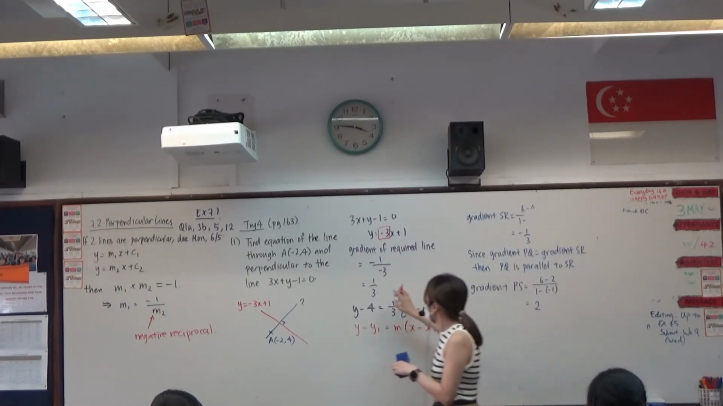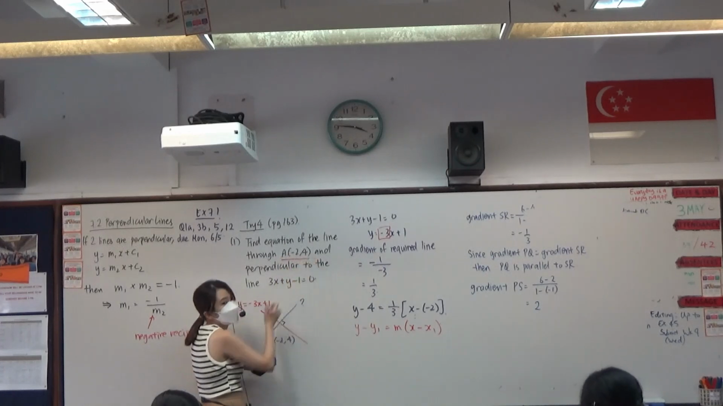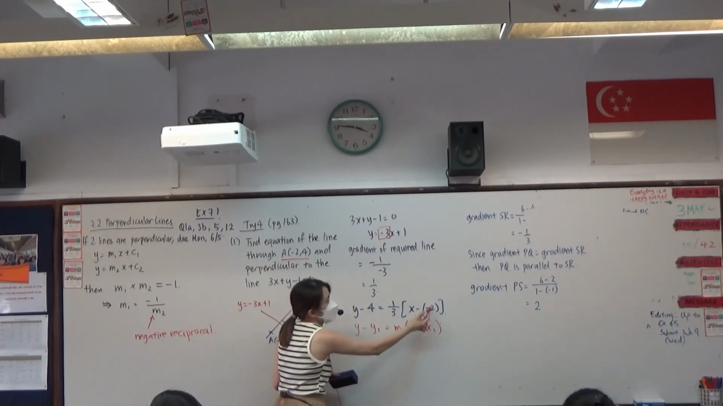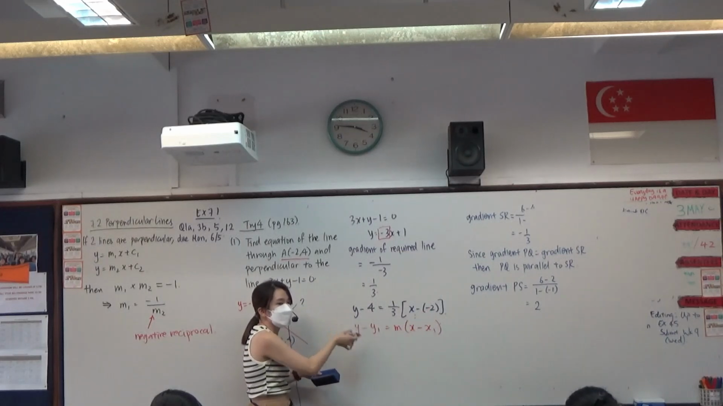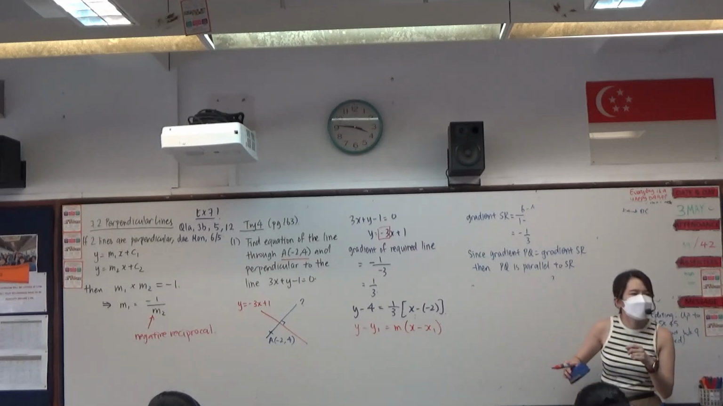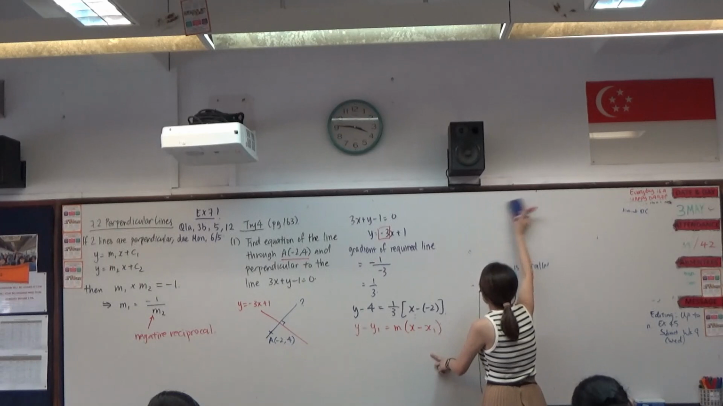This one. So the gradient is 1/3. Then the point is negative 2, 4. So this is your y1, 4 is your y1, then negative 2 is your x1. So I just replace. What do you want me to explain? I don't understand. I'm just using a formula.